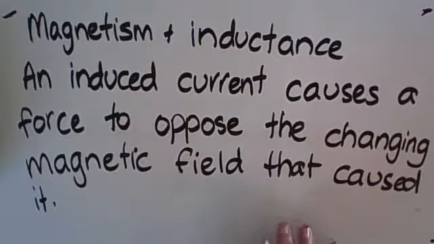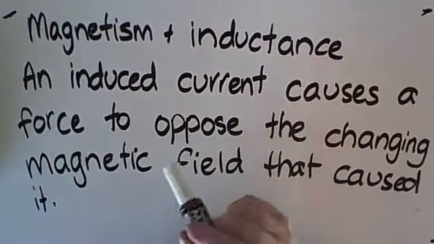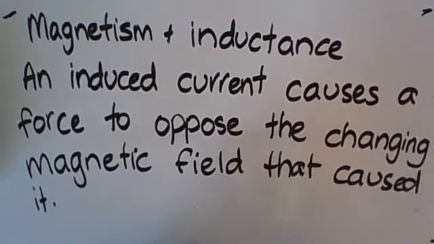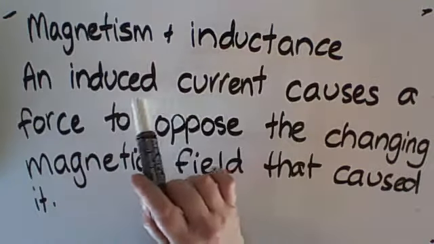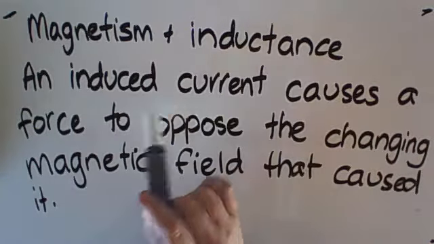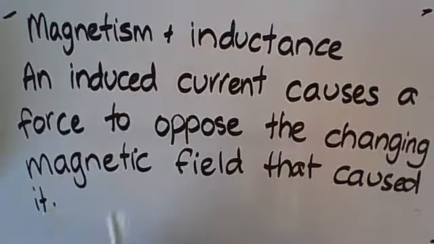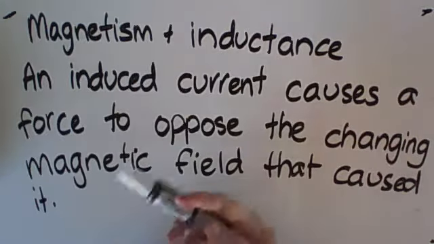So magnetism and inductance: at the heart of magnetism and inductance is this law here, Lenz's law, which, as you see it written in textbooks, says that in any induced current, anytime inductance occurs, there will be a force that opposes the changing magnetic field that caused the induced current in the first place.